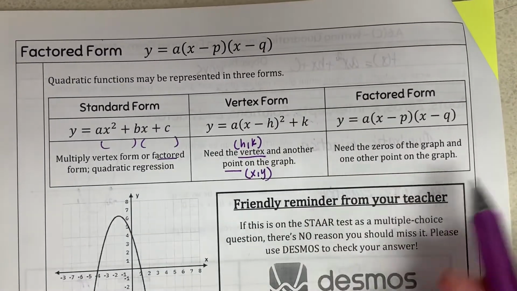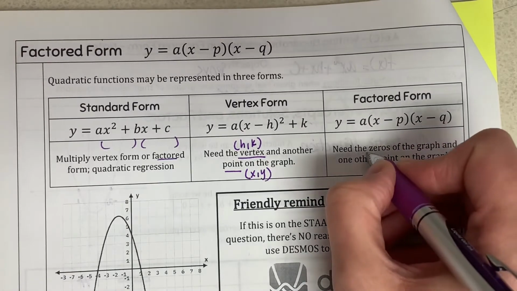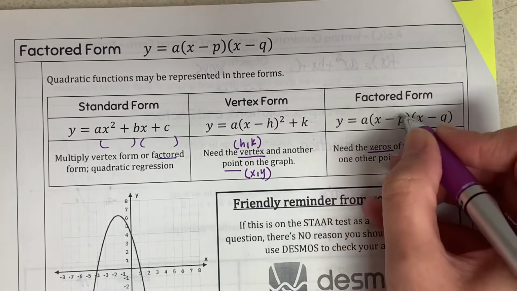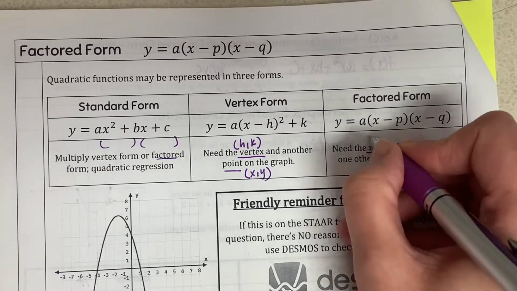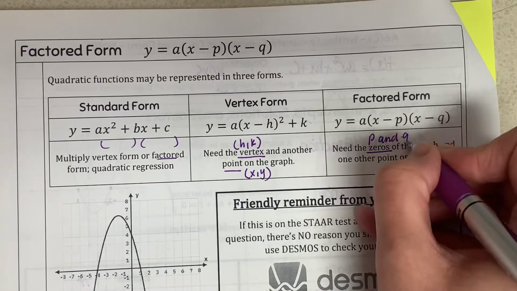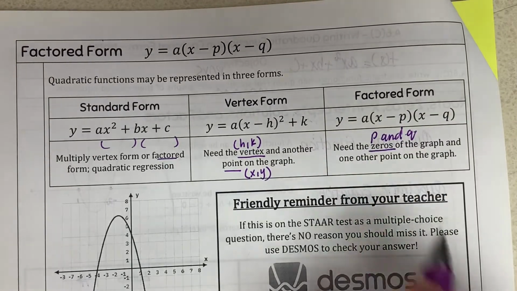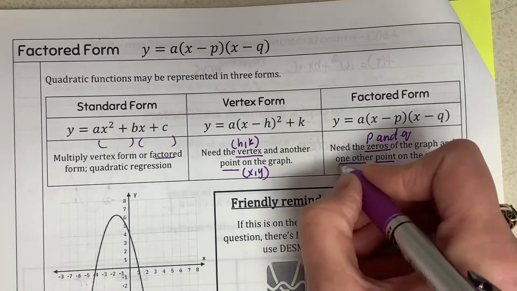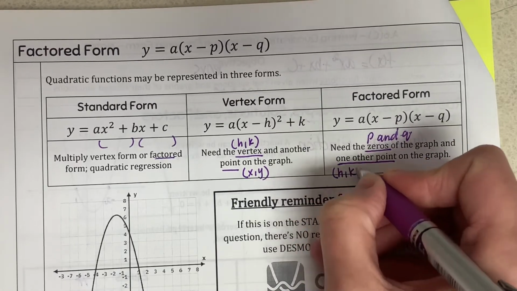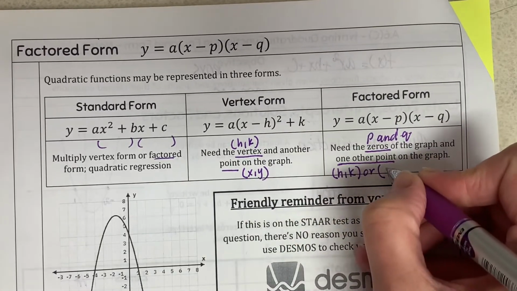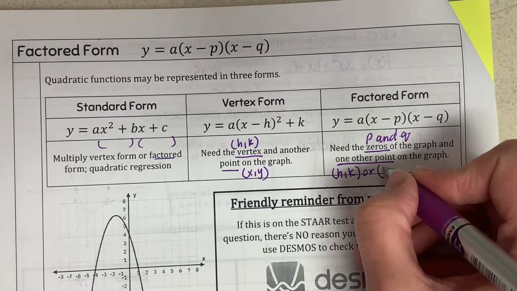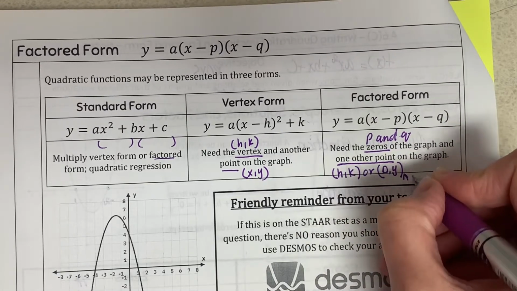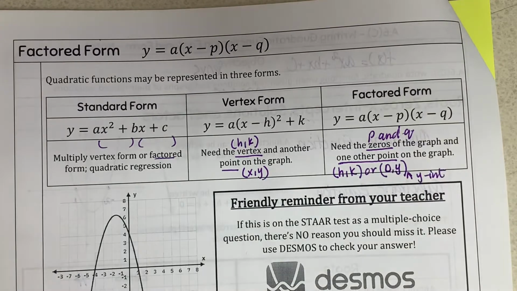On the factored form, you have the factors or the zeros of the function, which is, well, first of all, roots, and then zeros are basically these numbers over here, p and q. They're not ordered pairs, so I cannot use x, y, no, they're p and q. And then I need one other point on that graph. Now, one other point either could be my vertex, or it could be the y-intercept, so 0 comma y value. This is the y-intercept.